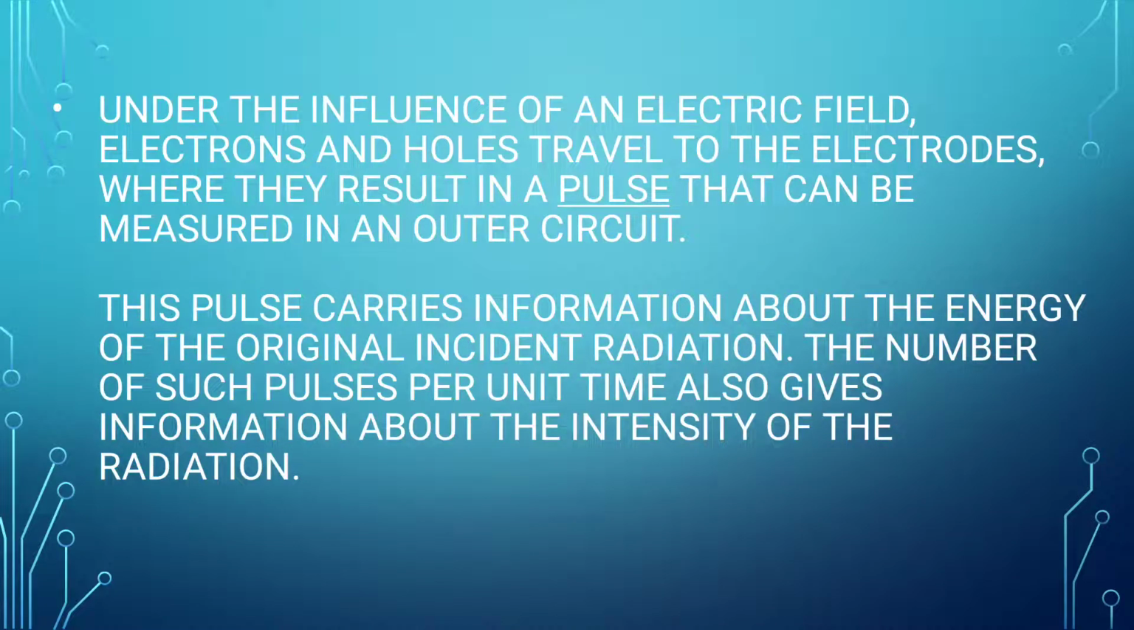Third point, under the influence of an electric field, electrons and holes travel to the electrodes where they result in a pulse that can be measured in an outer circuit. This pulse carries information about the energy of the original incident radiation. The number of such pulses per unit time also gives information about the intensity of the radiation.